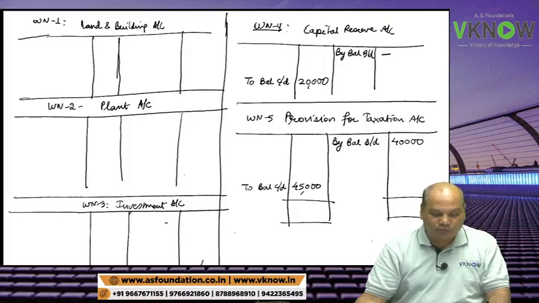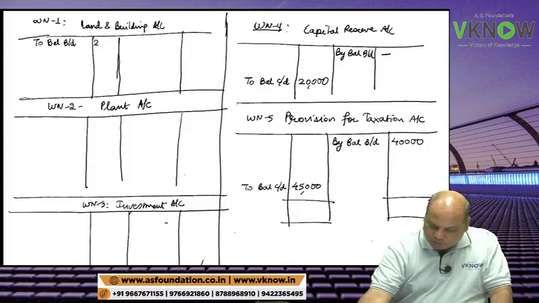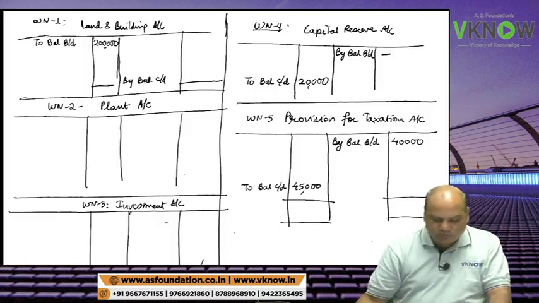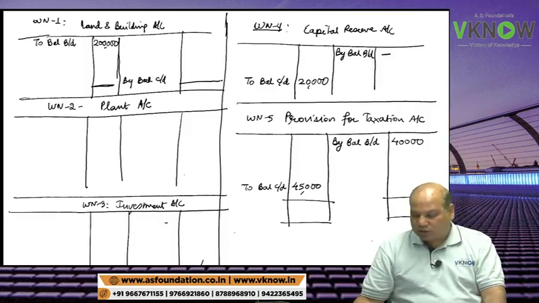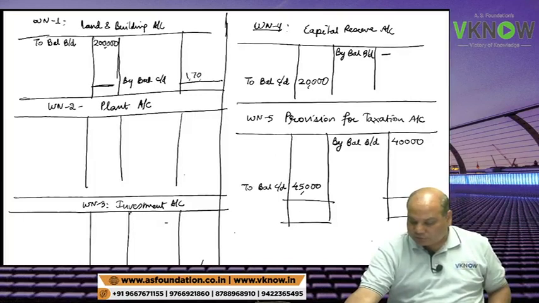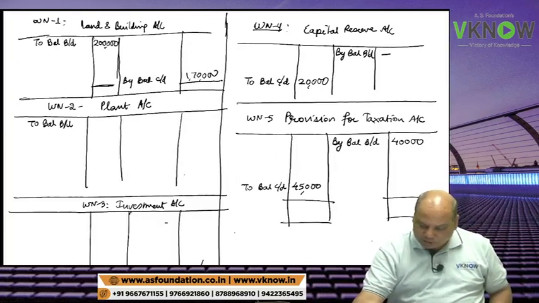Then we'll go to working note number 1, land and building account. Question should be in front of you. To balance brought down, opening balance 2 lakh, closing balance on the credit side last line. For asset, this is the presentation. Opening balance, to balance brought down, closing balance, last line by balance carried down, 1,70,000. Plant account, to balance brought down, adjustment later. Don't worry. I will do it.